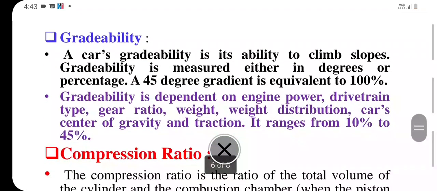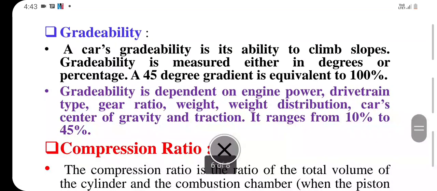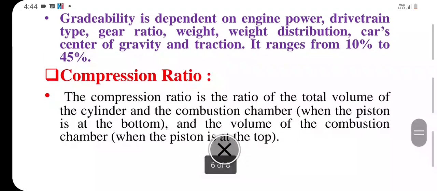Next, gradability is a very important parameter. The gradability of a car is its ability to climb slopes. Gradability is measured either in degrees or percentage. A 45-degree gradient is equal to 100%. Gradability is dependent on engine power, drivetrain type, gear ratios, weight distribution, the car's center of gravity, and traction. It ranges from 10 to 45%.